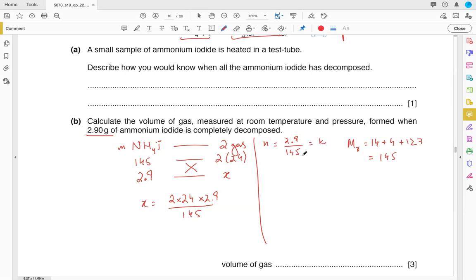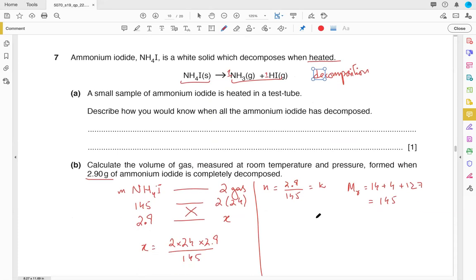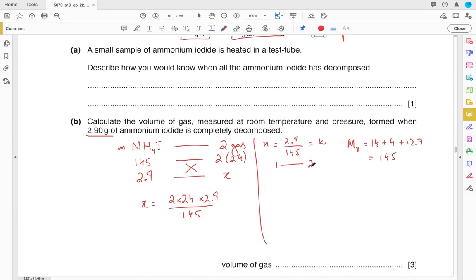Now, once you have that, you will figure out how many moles of gas is being produced. It's 2 moles, right? So if 1 mole produces 2, K moles will produce X, and X comes out to be 2 times K. You can use a calculator to figure that out. Now you have 2K moles of gas that's going out. So what's the volume? Volume over 24 is number of moles. So I'll put that here, and that means I'm getting 48K dm cube of the gas.